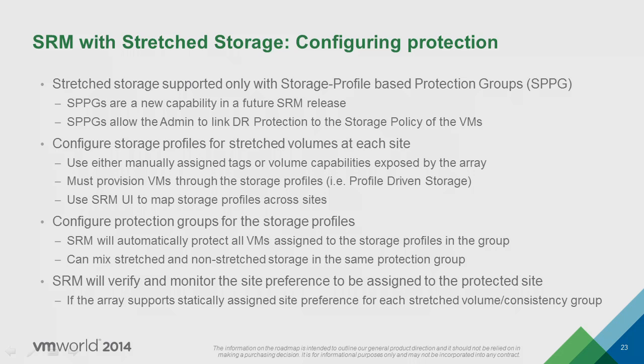Once you configure a protection group, you can monitor which VMs showed up and which data stores are there. We will also monitor the site preference assigned to your volumes, and we will warn you if the site preference is not where the VMs are. This is obviously very dependent on the array. One other note is that for storage profile protection group, you don't need to segregate your stretched versus non-stretched data stores. You can protect all of them in a single protection group. That's perfectly fine, and it's supported.